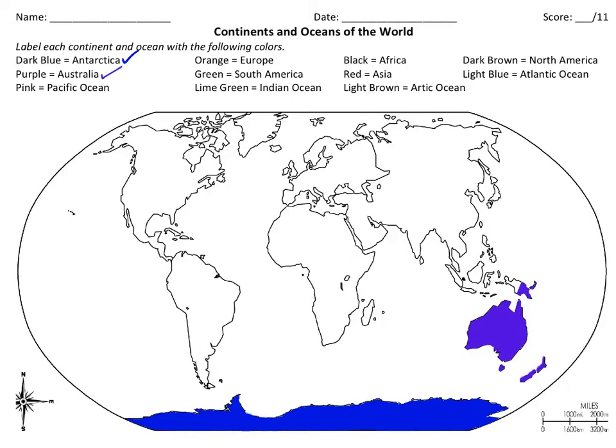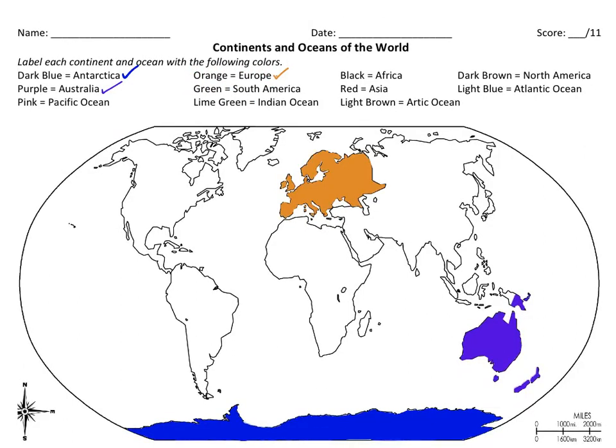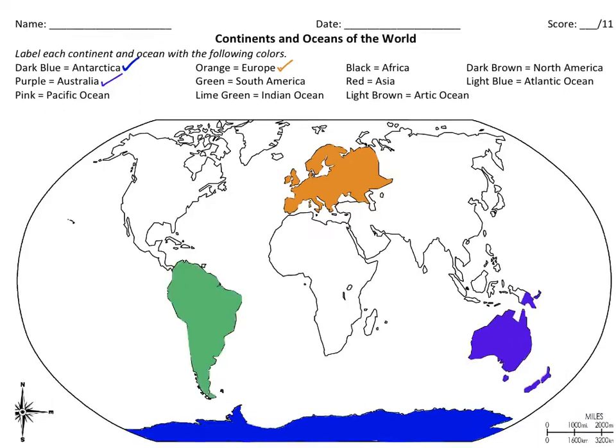We finished that. Now we're going to get out our orange and color Europe, which is right here. Now that we have Europe covered, we will do South America, which is green. So get out your green colored pencil. Now we're done with South America. Check that off. And we will move on to Africa, which is going to be black.